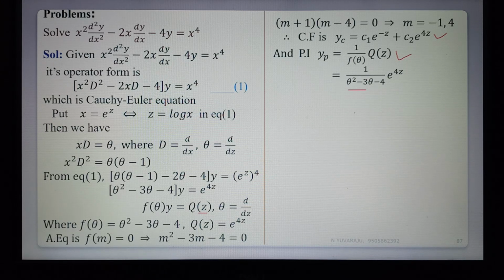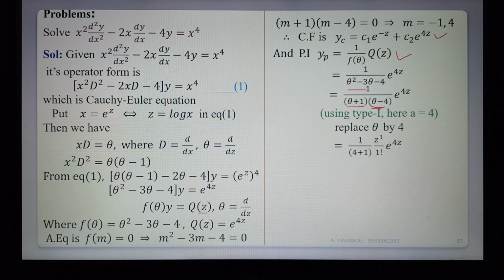1 by f of theta into e power ax, where a is equal to 4. Now take the factorization: 1 by theta plus 1, theta minus 4 into e power 4z. Here a is equal to 4, replacing theta by 4. Using type 1, the first factor theta plus 1 gives 4 plus 1, which is non-zero. The second one is 4 minus 4, which is 0, so 1 time 0. That is equal to 1 by 4 plus 1, and with 1 time 0 we get z power 1 by 1 factorial into e power 4z. That is equal to z by 5 e power 4z.